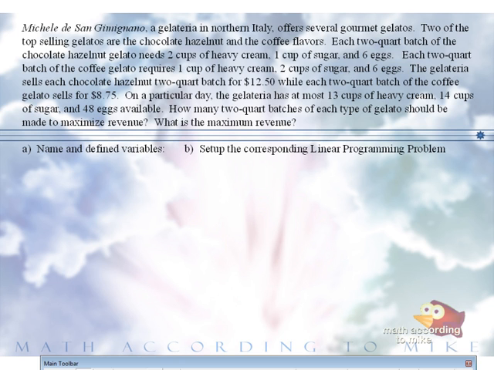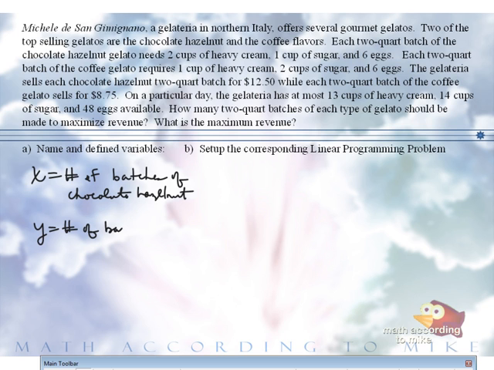Do we know how many 2-quart batches of each type should be made? No. So that's your variable. So why don't we say X is the number of batches of, what do we have? Chocolate hazelnut, and Y is the number of batches of, what do we got? Coffee.